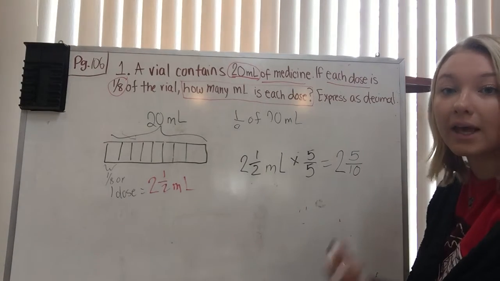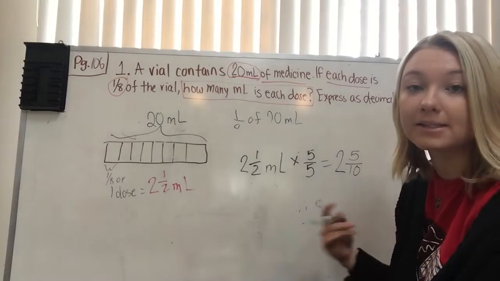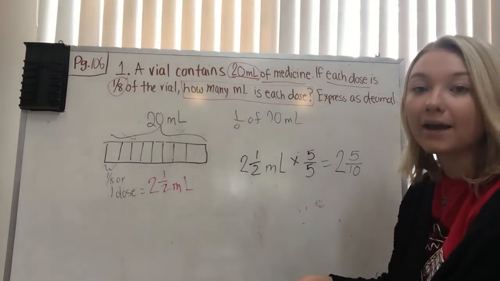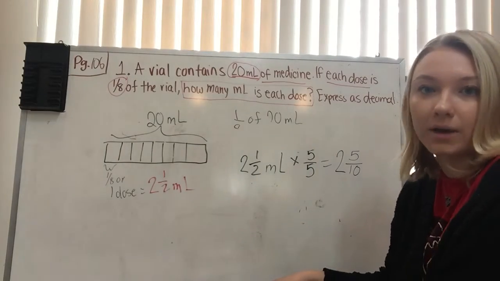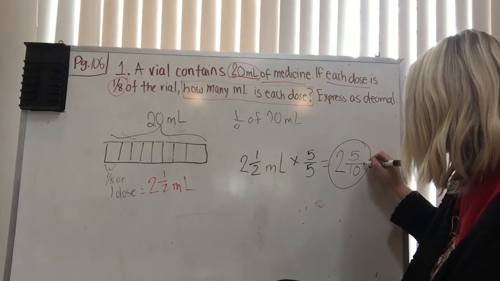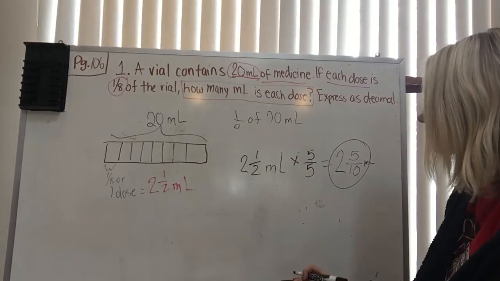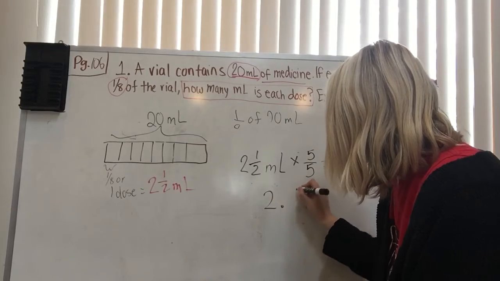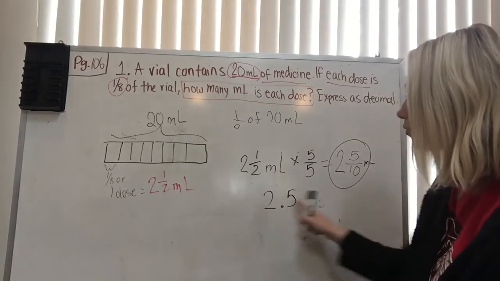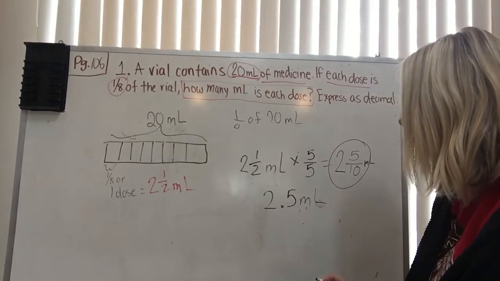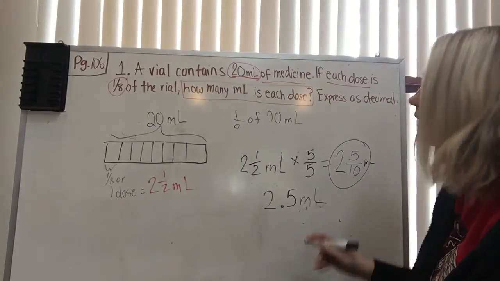So now we have 2 5/10, and that makes things easier for me. Some of you might look at 2 1/2 and just totally know what it's going to look like as a decimal, but some of us want to change it to 2 5/10 milliliters. And then I know that that's going to look like this: 2 5/10, or 2.5 milliliters.